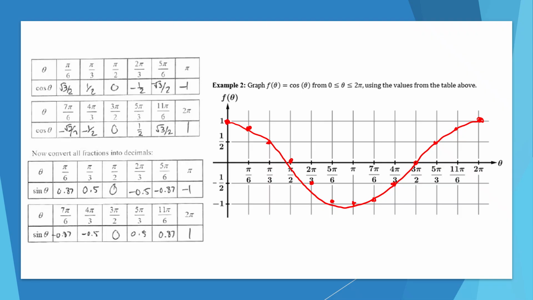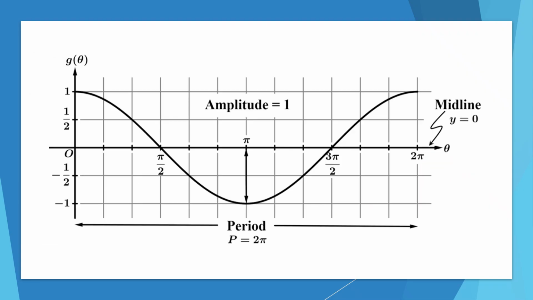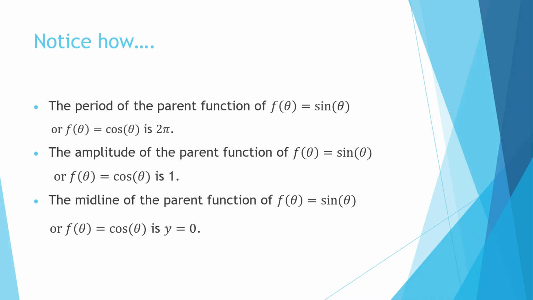And so that's what it should look like graphically as well, which means it's going to look like this general shape, where at 0 it starts at 1, goes down, and then comes back up. It has the same amplitude, midline, and period as sine, and that is important to note as well. Notice how the period of sine or cosine is 2 pi, the amplitude for both of these is 1, and then the midline is 0.